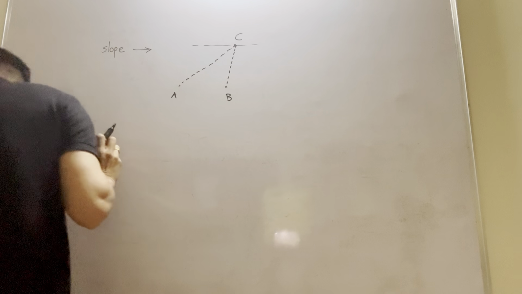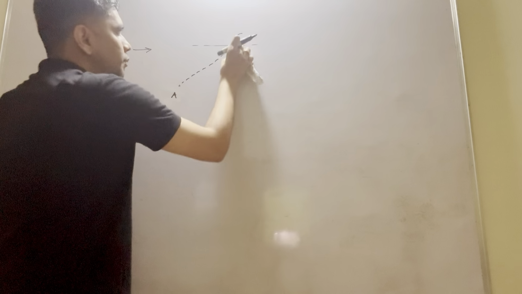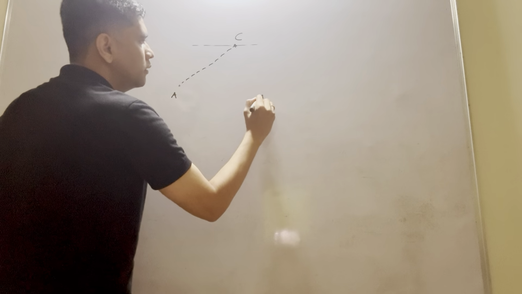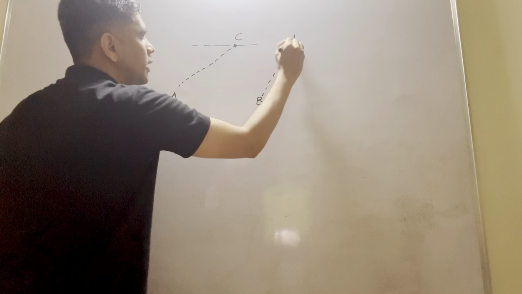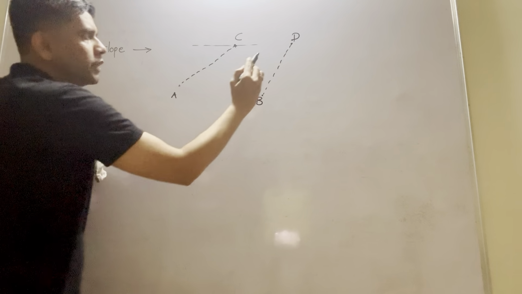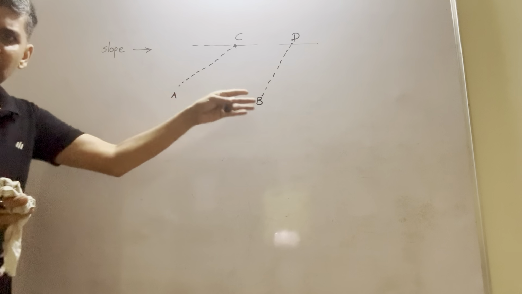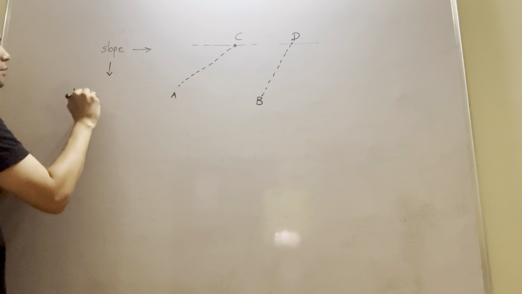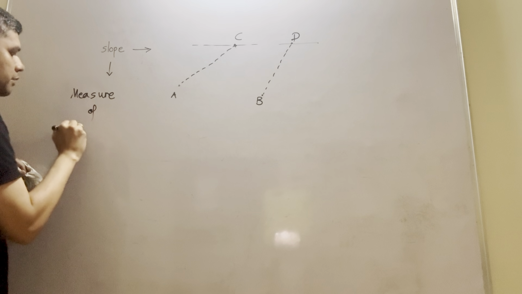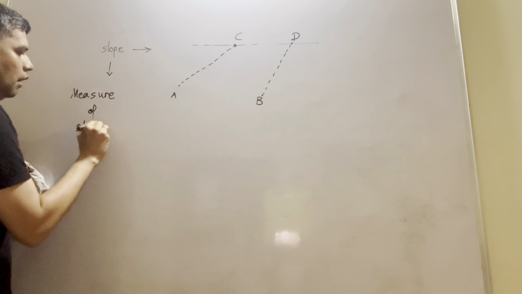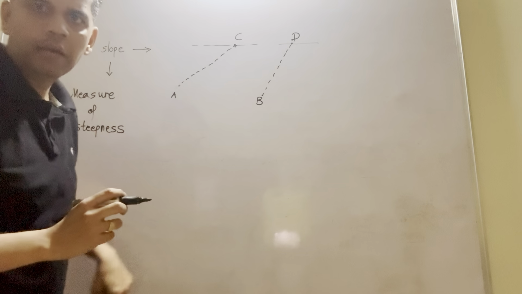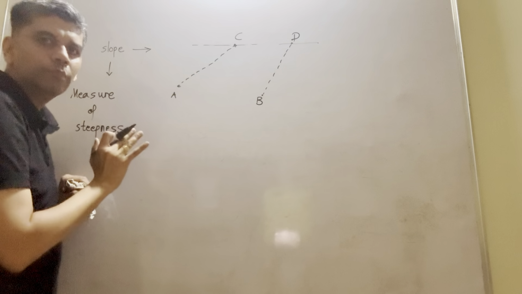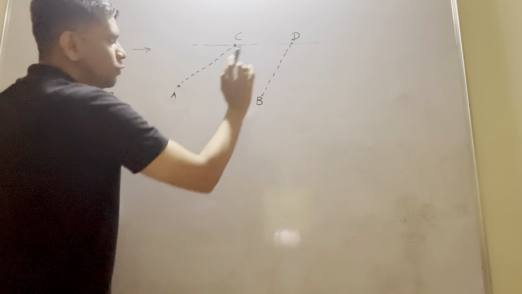So what I mean by that is, okay, let me just draw a separate diagram here. Suppose this is the first one and this is the second one, from A to C and B to D. So it is very clear which segment has a greater slope. All of us know slope is a measure of steepness, right? How difficult it is or how easy it is to climb up. So you can see this segment AC has a gentler slope, whereas BD has a greater slope, right?